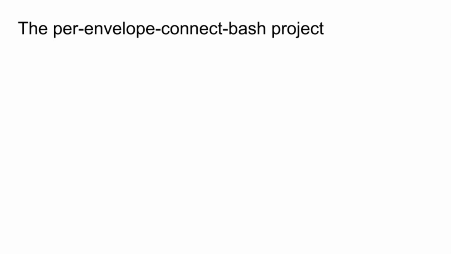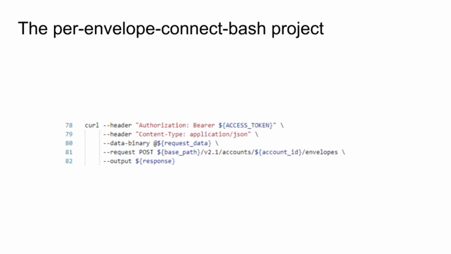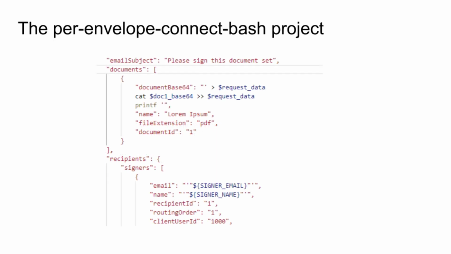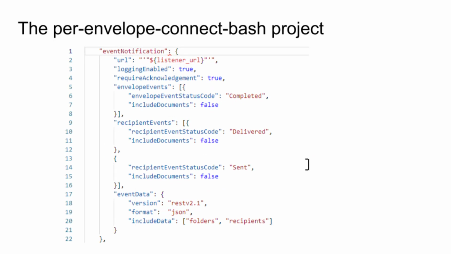You can create and send an envelope using the programming language of your choice, but I'm going to use a project written in Bash that uses curl to send a post request to the envelope's endpoint, because you can see the entire envelope body of the request, including the attributes and values you need to send a per-envelope request.